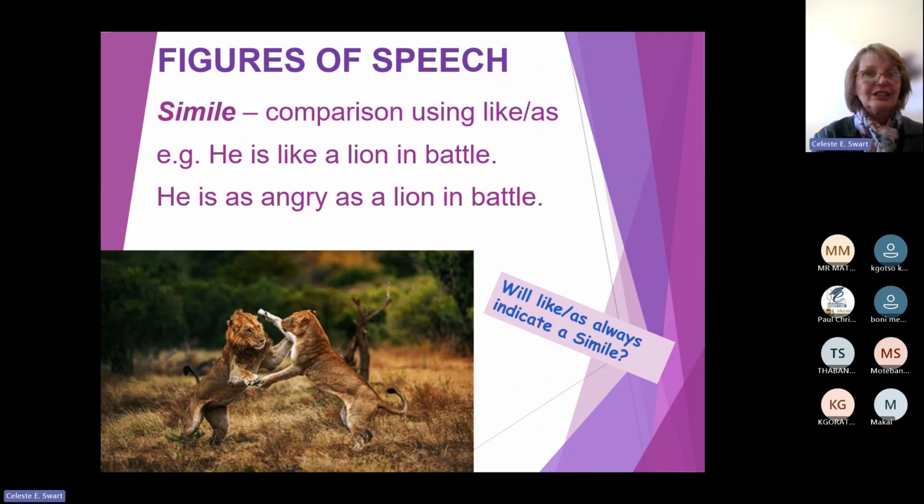So don't think, oh, I just have to find like or as, and then it'll be a simile. It isn't. What if I say, I like coffee? It's not a simile at all. It's something I enjoy drinking. So be very careful of the like and as aspect, that you aren't confused, that you know it's a comparison.